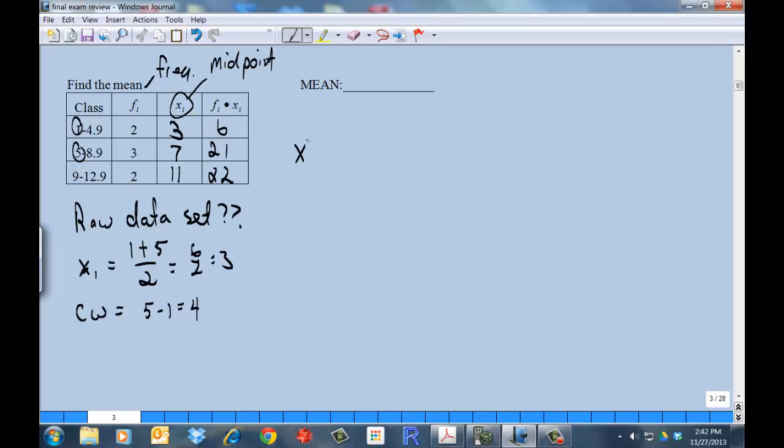So now we'll write down the formula for the mean for grouped data, which is the sum of xi times fi divided by the sum of the frequency. So the numerator we're going to get from adding up this last column here, 6 plus 21 plus 22 gives us 49, and so that's the numerator. And then the denominator is the sum of the frequency. 2 plus 3 plus 2 gives us 7. So the mean for this grouped data table is 7.